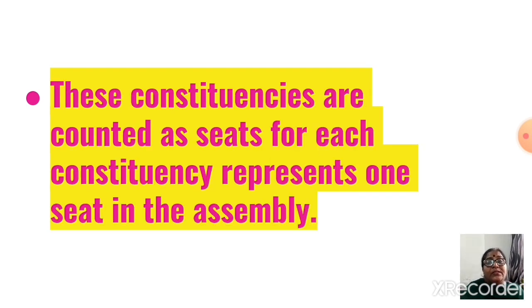These constituencies are counted as seats. Each constituency represents one seat in the assembly. We saw that Lok Dal Party of Haryana won 60 seats in Haryana. It means that 60 candidates of Haryana had won in 60 constituencies of Haryana, right? Haryana state. And so Lok Dal had 60 MLAs in the state assembly.